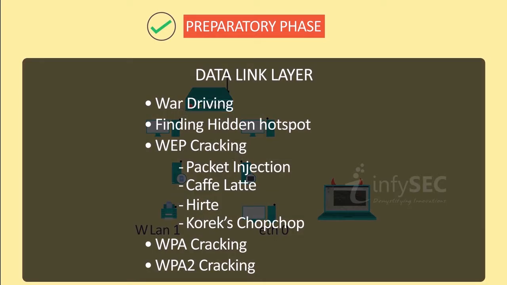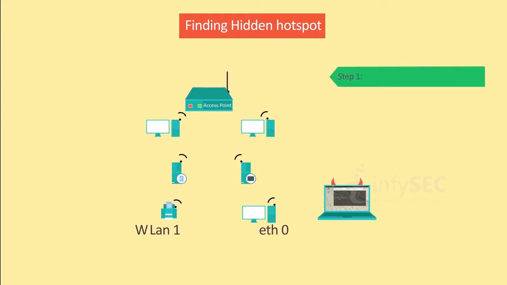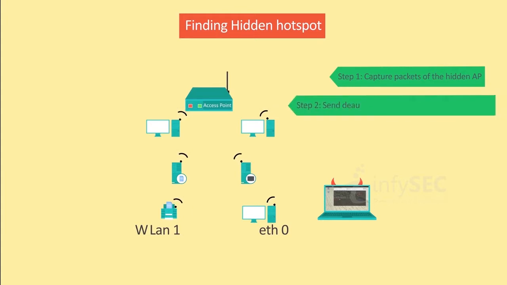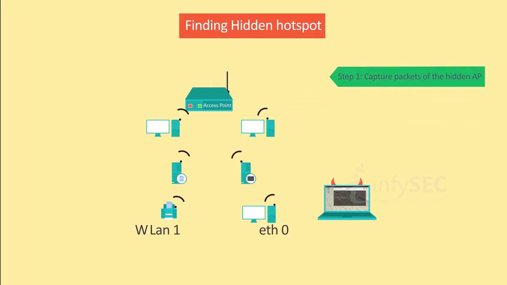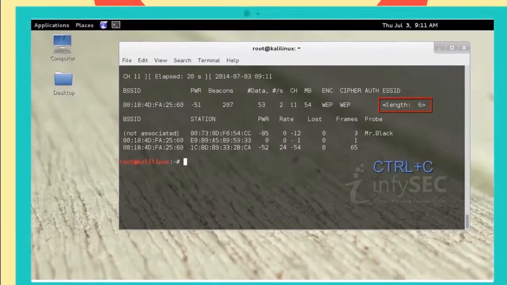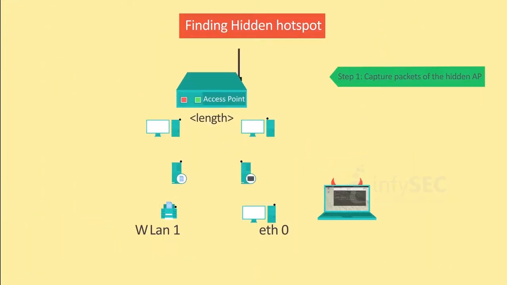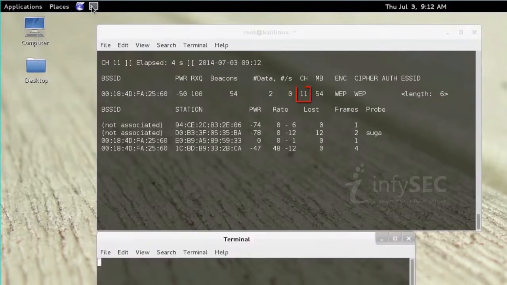Let us get into the launch of the attack for finding hidden hotspots, which can be done in just 2 steps. Step 1. Capture packets of the hidden AP. Step 2. Send deauth packets to reveal the hidden ESSID. Step 1. Capture packets of the hidden AP. To capture traffic of the targeted AP, type in the following command. This starts capturing the traffic of the particular AP whose SSID is hidden, on the interface Mon0 on channel 11.